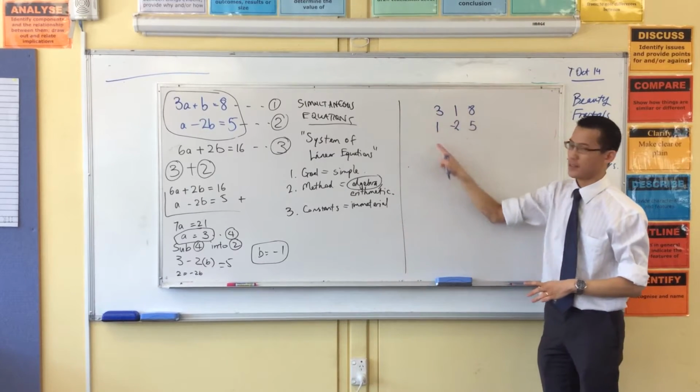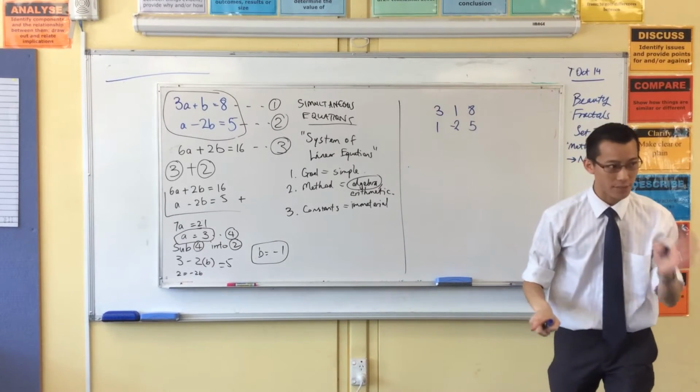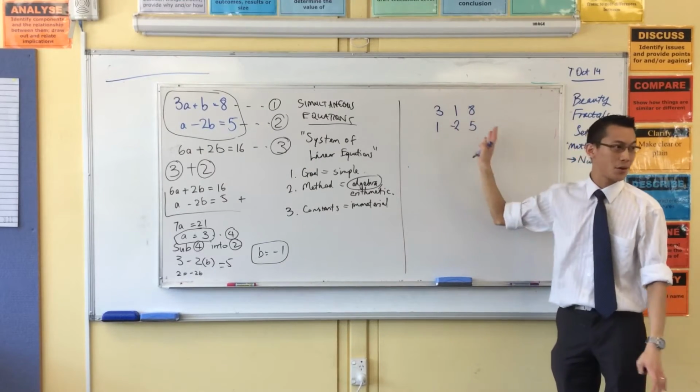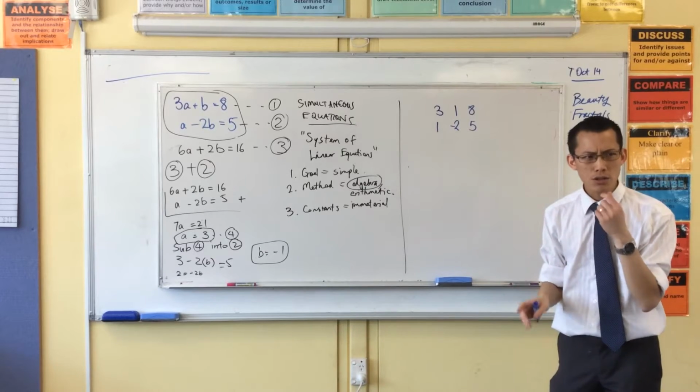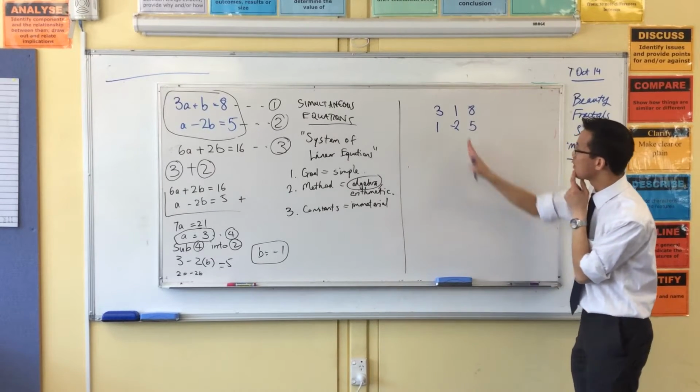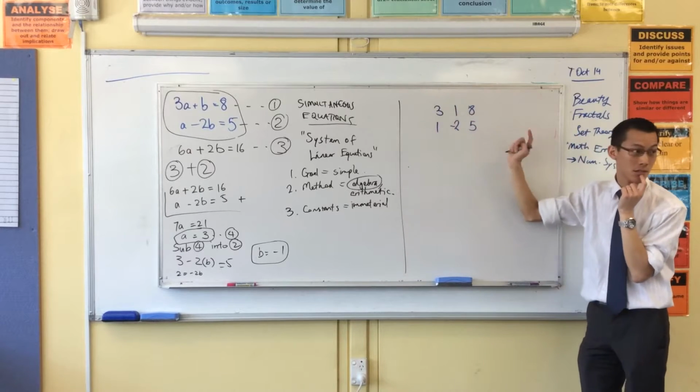Okay. Now I want to point out to you that with this system of linear equations, these 4 numbers are qualitatively different to these 2 numbers. Not all these numbers are created equal. They have a different role here. How would you describe how they're different? How are these 4 numbers different to these 2? Think about it.